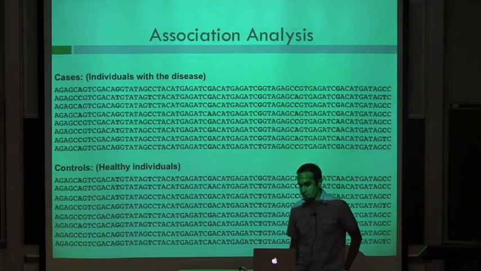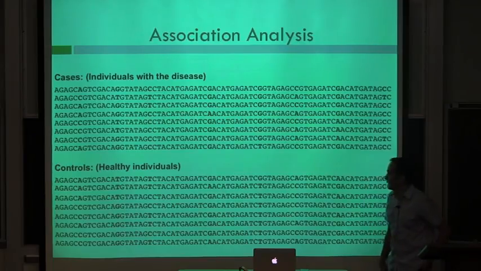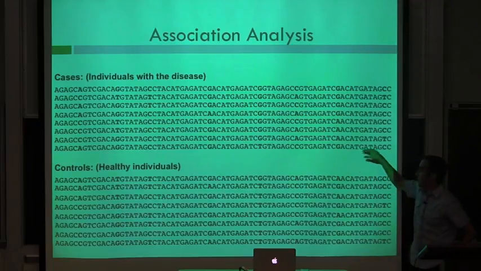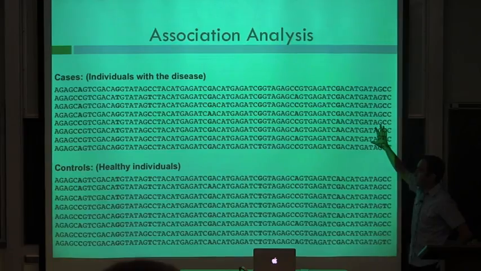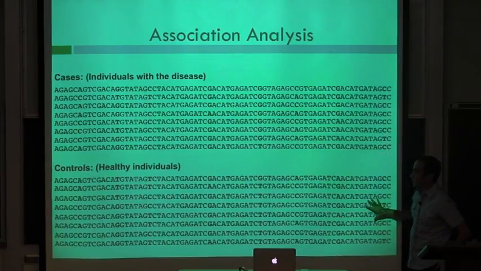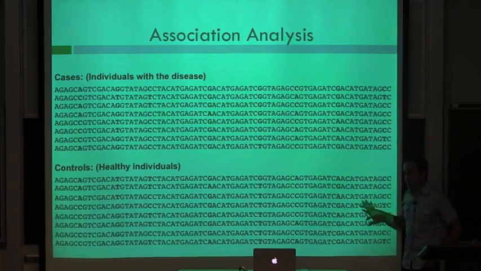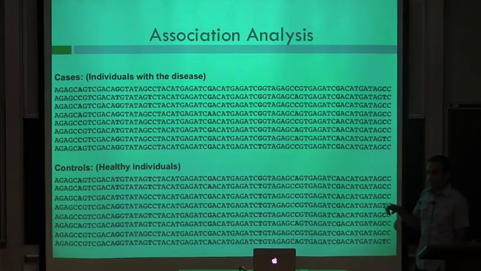Here is an example of DNA that comes from two populations. Let's say each row here is the chromosome of an individual, and each of these columns is a specific position. These are cases, individuals with the disease, and these are controls. In my slides, it's actually colored, and here it's not really colored. But can anyone see the position that differs between these two populations?